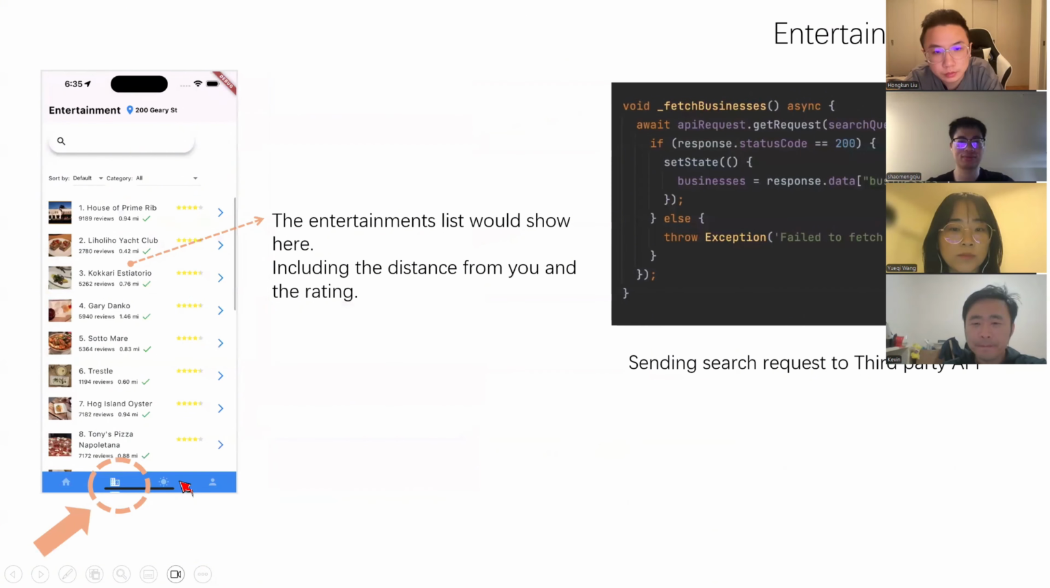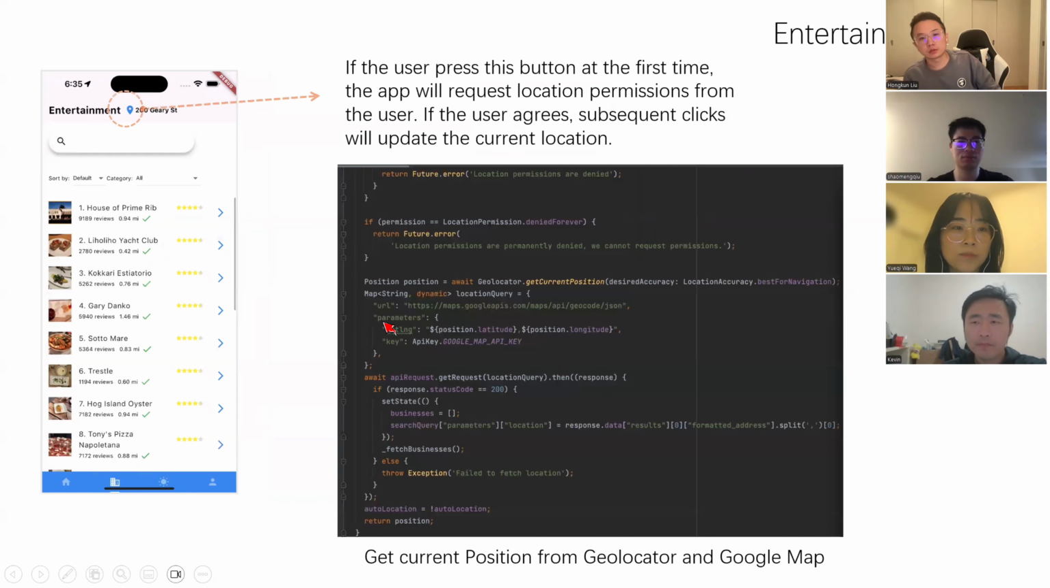And this is the second module of our application. If you click here, you can see the entertainments list. And this is our coding, Hongkun.